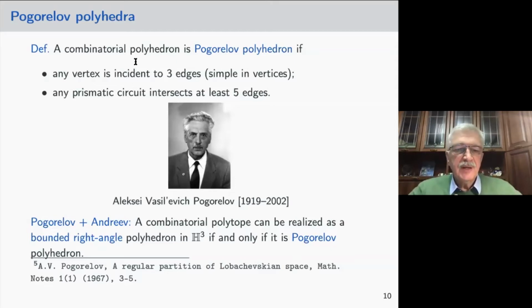So let's consider a combinatorial polyhedron, and we call it a Pogorelov polyhedron if every vertex is trivalent, so it's incident to exactly 3 edges, and if any prismatic circuit which separates two faces of our polyhedron intersects at least 5 edges. So let's call it a Pogorelov polyhedron. And from the Pogorelov and Andreev theorem.